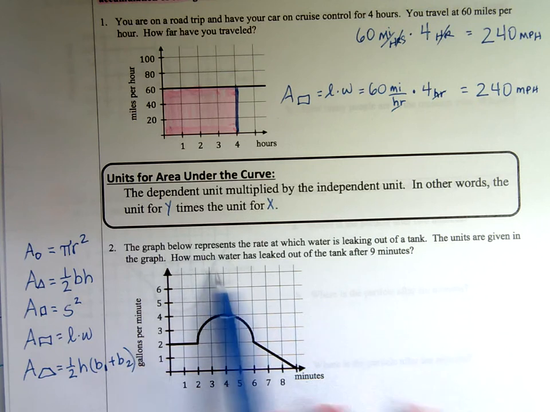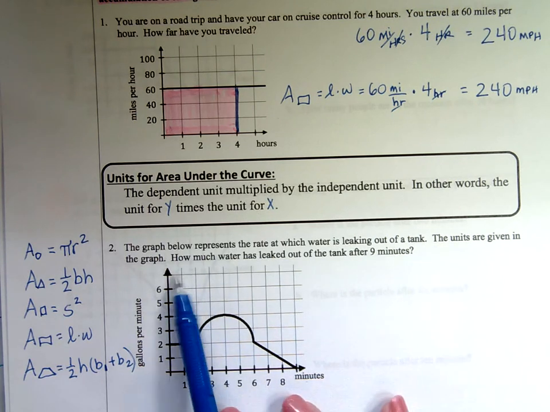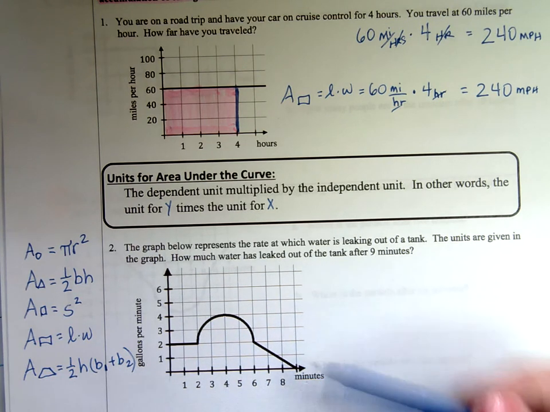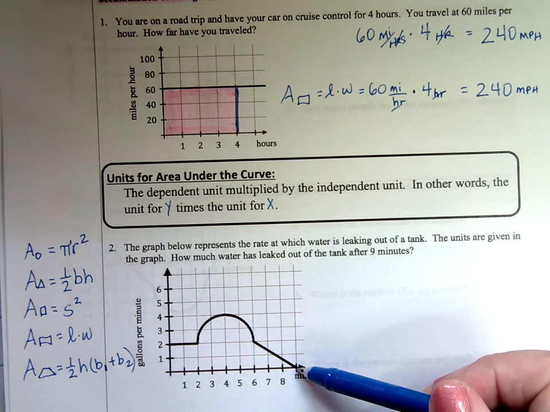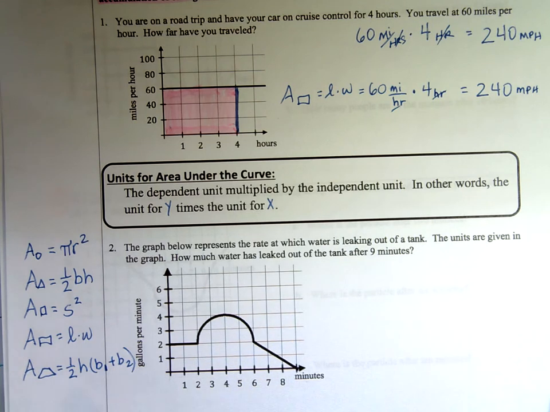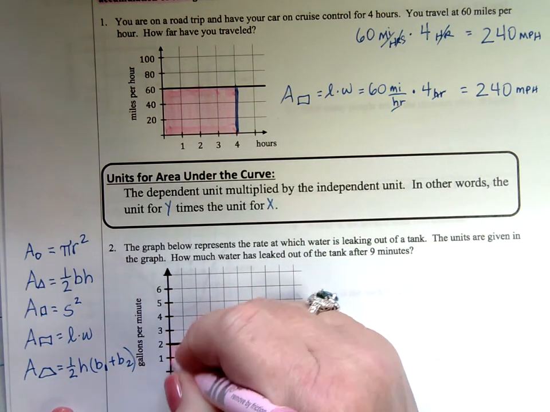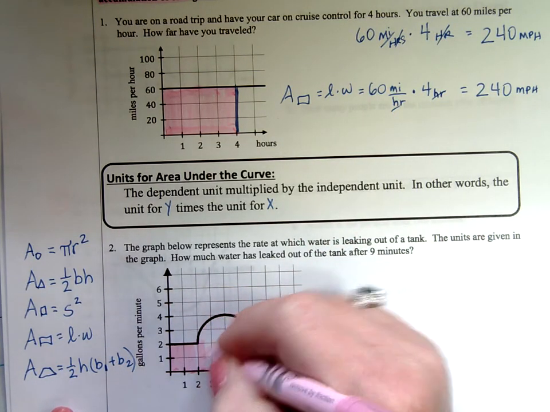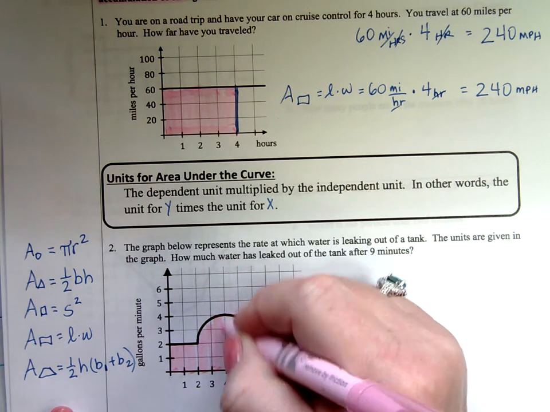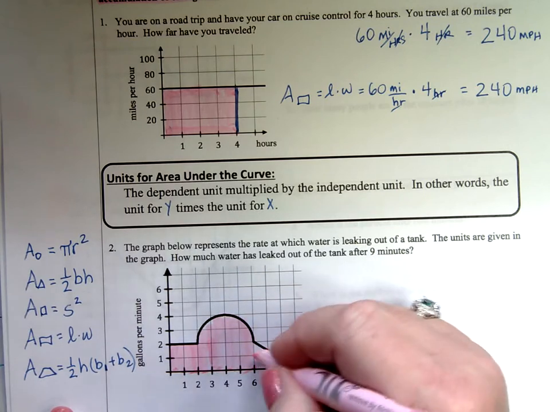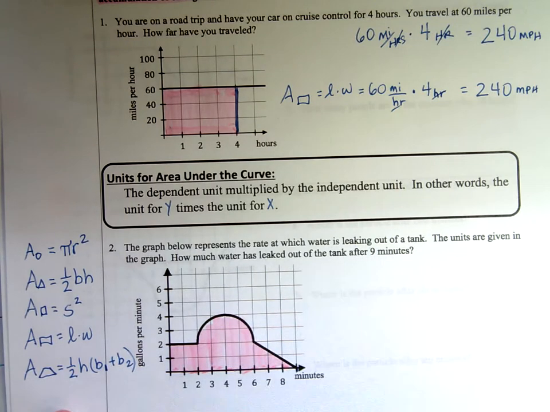So I'm looking at this. The units are given in the graph. How much water has leaked out of the tank after 9 minutes? Well, 9 is here, so I'm looking at the entire graph. And what I want to know is, what is this? Remember, an accumulation, how much water has leaked out, is all of this area under the curve. Just like it was up above in that car problem. Okay, so there it is, area under the curve.